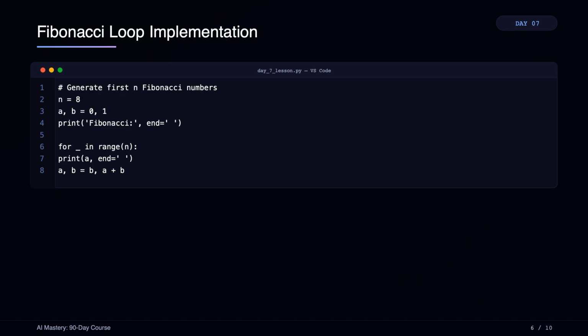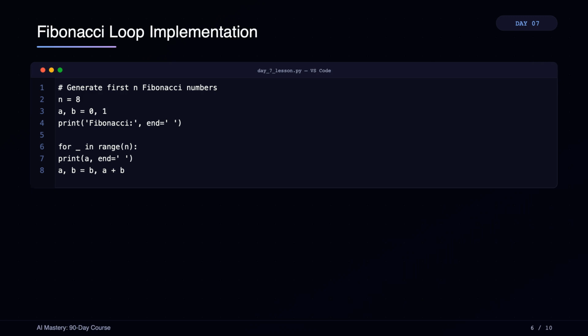Then, we perform a simultaneous assignment swap. We set a to b, and b to a plus b. This single line of Python code is incredibly powerful. It calculates the next term and shifts our tracking variables forward in memory at the exact same time without requiring a temporary third variable. Let's trace how these variables change on each iteration.